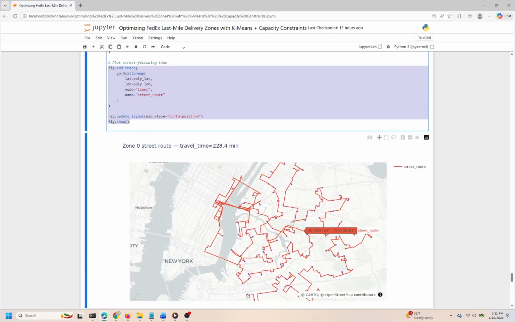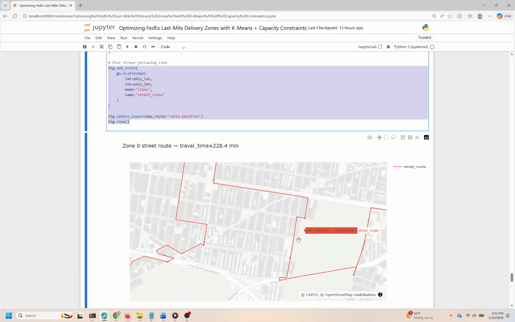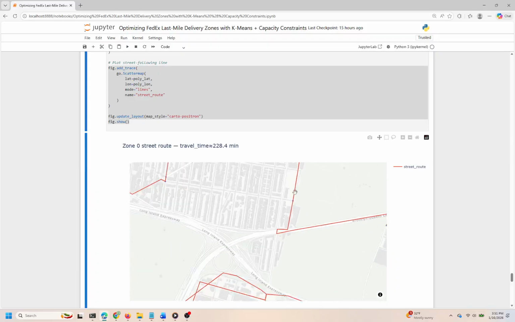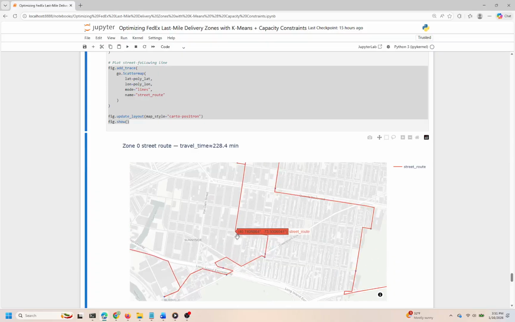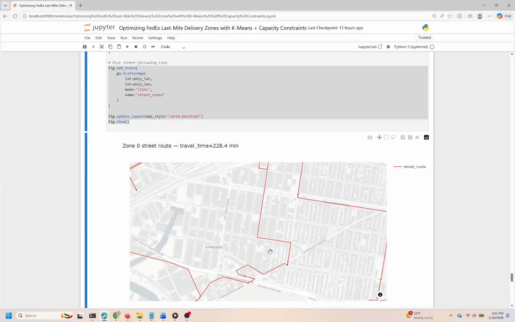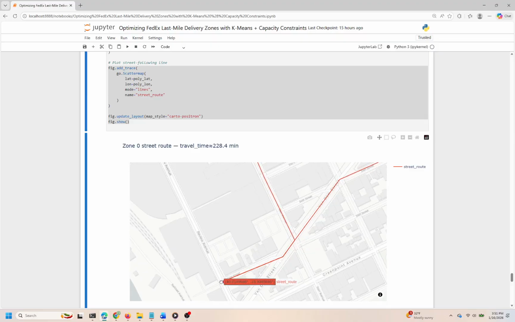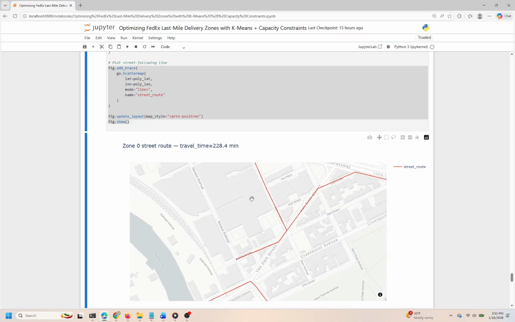Cell 14. In this cell, we're focusing on visualizing a drivable route across a specific zone in New York City, effectively connecting various stops while adhering to the actual street network. This step is crucial because it ensures that our plotted path is not only accurate, but also practically traversable.